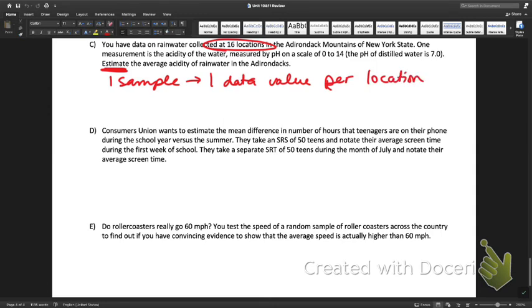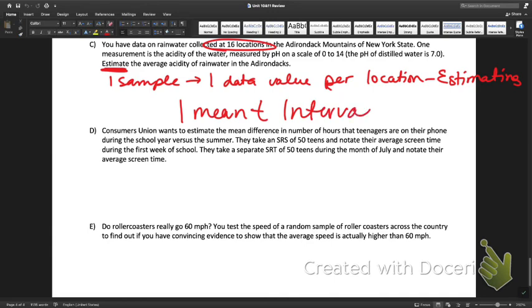And it says that we're estimating. All right, so we are estimating. Again, that's going to tell us we're doing an interval. This time, however, we just have one sample. So this would be a 1 mean t interval.